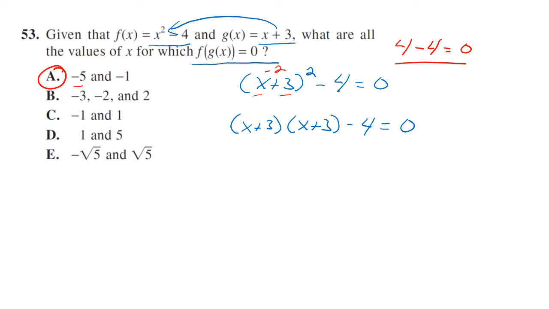Now, if you're working it out, you're going to continue to work it out this way. We're gonna FOIL it out. X squared plus 3x plus 3x plus 9 minus 4 equals 0. Combine our like terms. X squared plus 6x plus 5 equals 0. And now we're going to have to factor it.